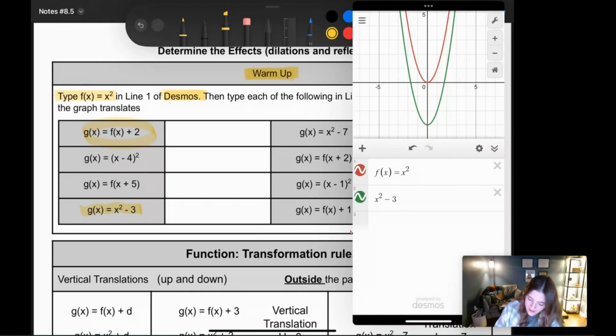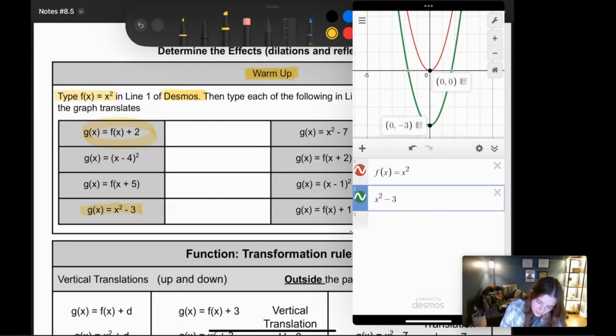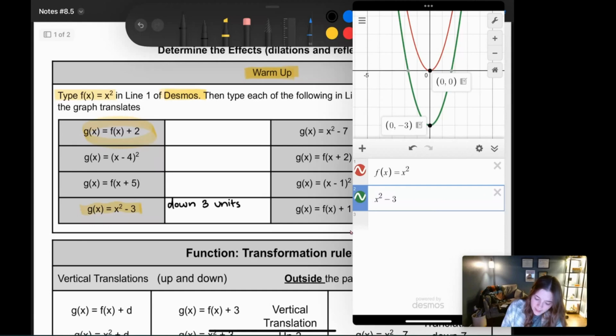Notice what happens. It went from 0, 0 to 0, minus 3. What happened from there to there? It went where? What direction? It went down. How many units did it go down? 3 units. So I want you to try that on all of these just using Desmos and just notice what happens. Write down what happens.